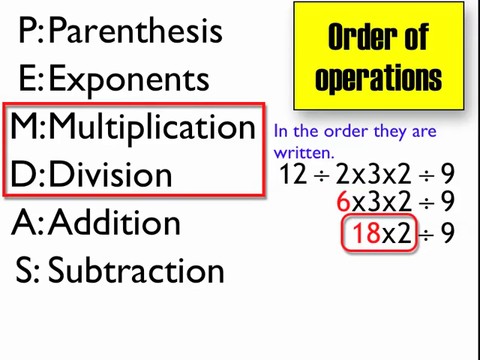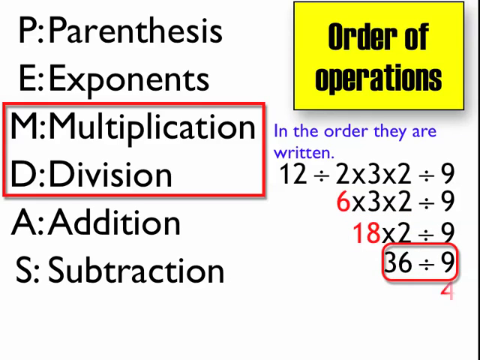Then I'll work my way across from left to right, looking at my multiplication and division as they appear from left to right. You can see how the box is showing you which ones are done next. 36 divided by 9 gives you the final answer down to 4.